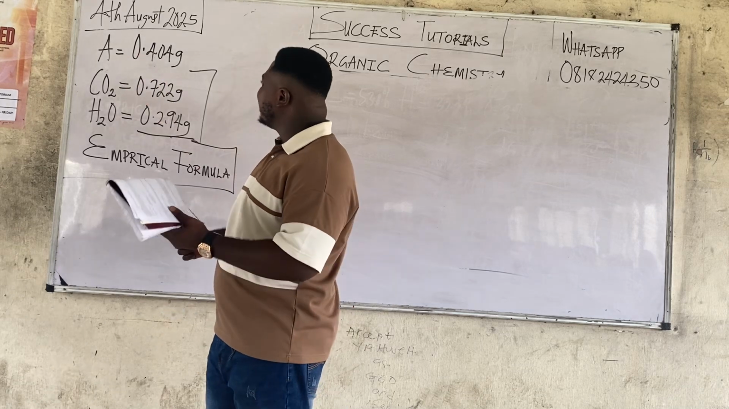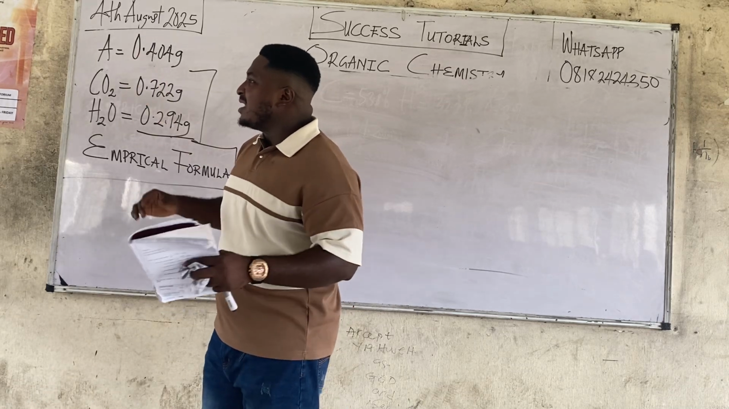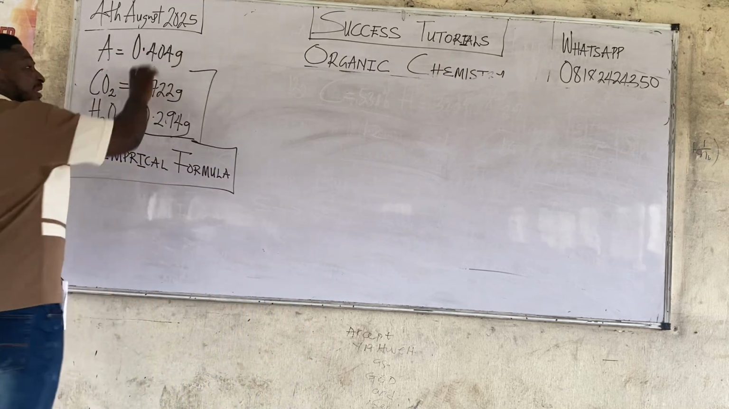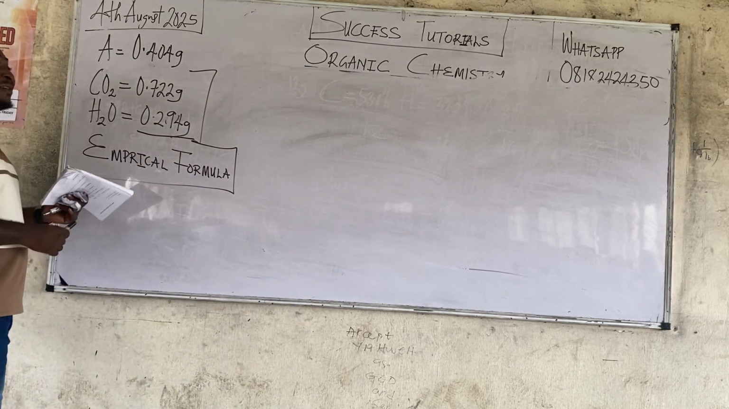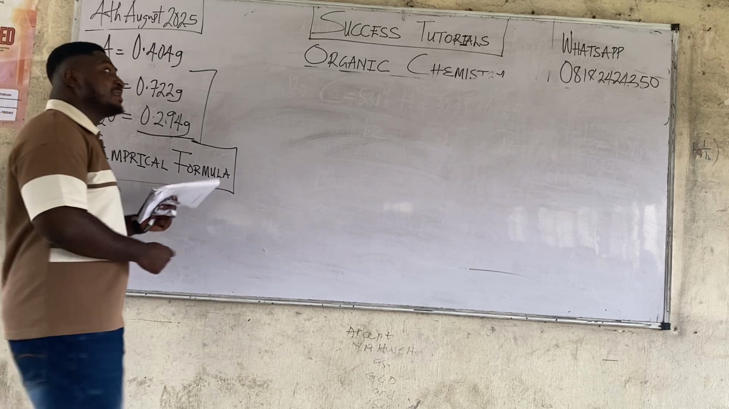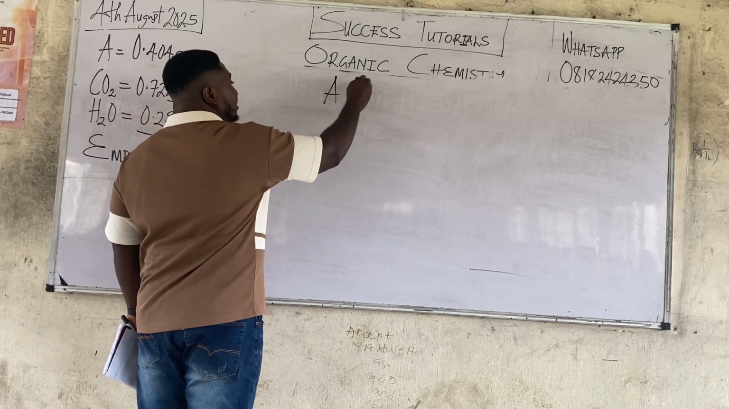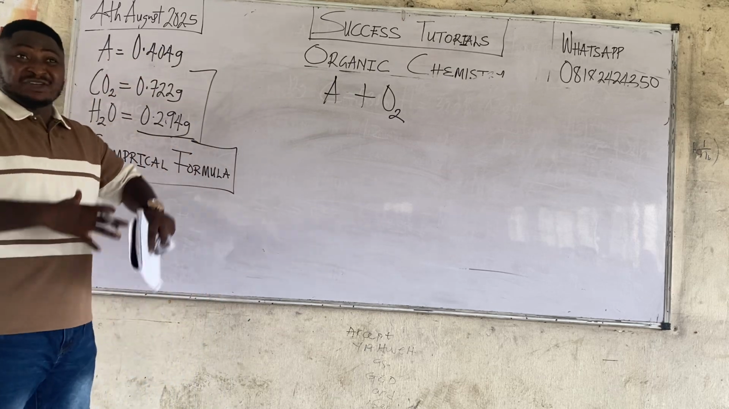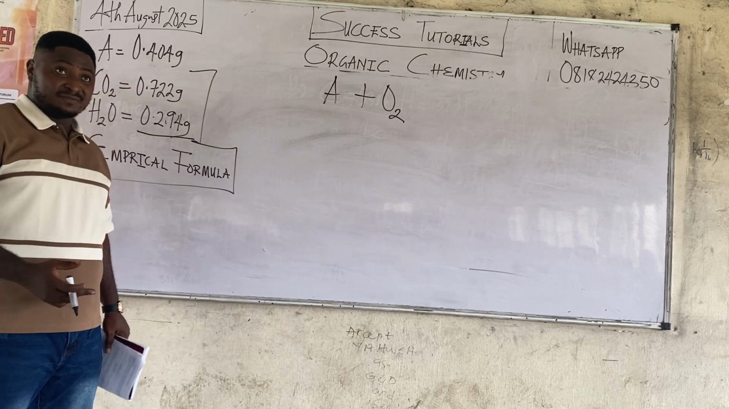So class, what it means is that during the course of the reaction, it wasn't only the organic compound that played a role in the reaction. The organic compound gave these products on combustion. Combustion definitely means the organic compound was reacted with oxygen. Reacted with what? Oxygen. So the oxygen brought its own mass and increased the overall mass of the products.